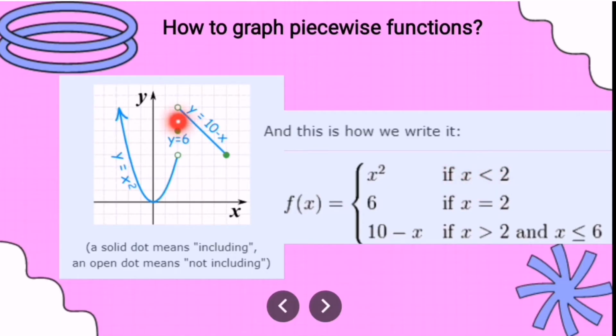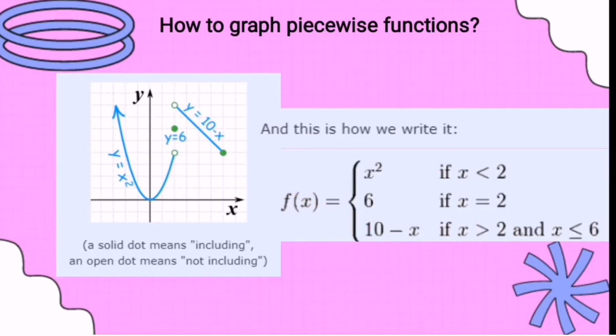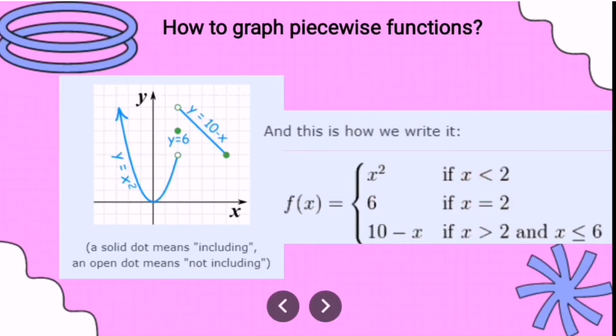And then as you can see here in the second graph, y equals 6. It is written as if x equals 2, then f of x is equal to positive 6. Equals because it is included. And then we have here a third graph, y equals 10 minus x. And this interval is written as if x is greater than 2 and x is less than or equal to positive 6.